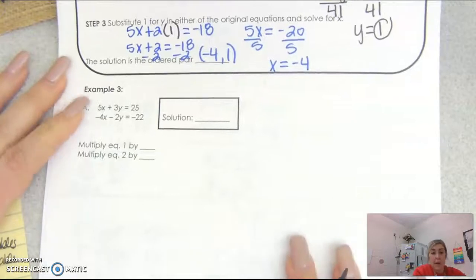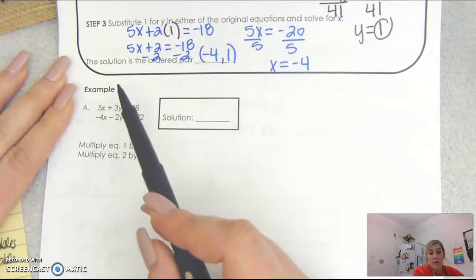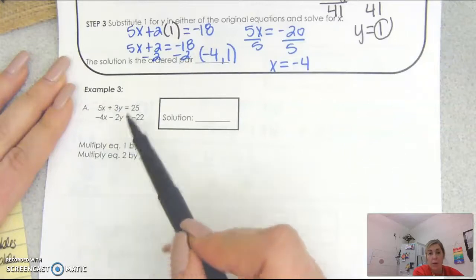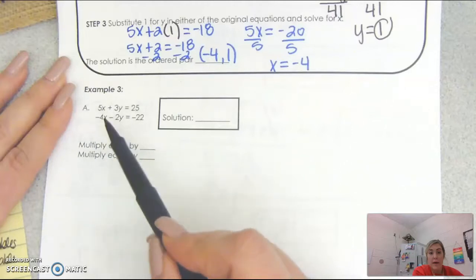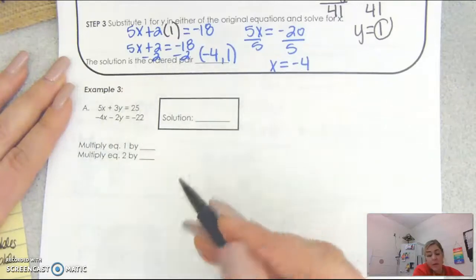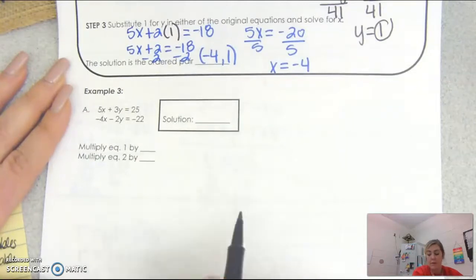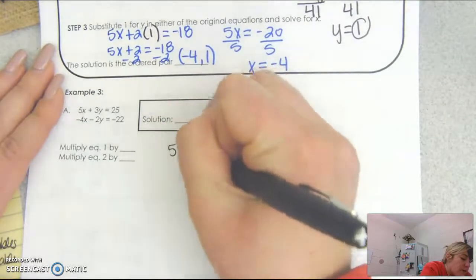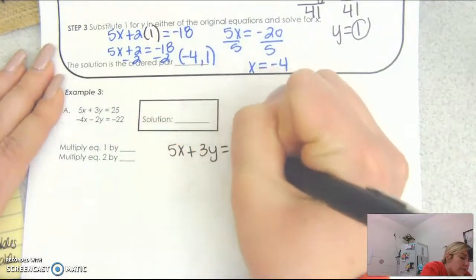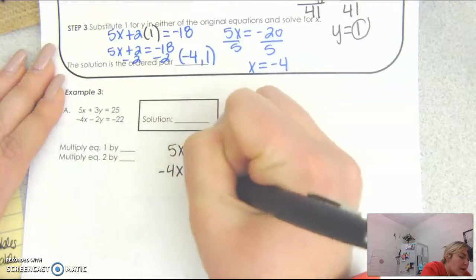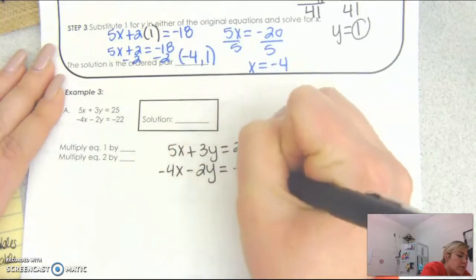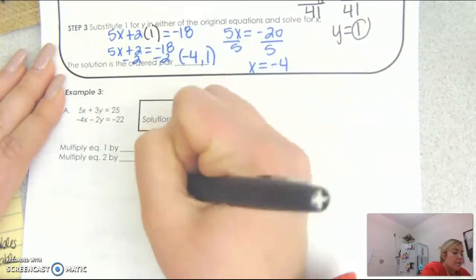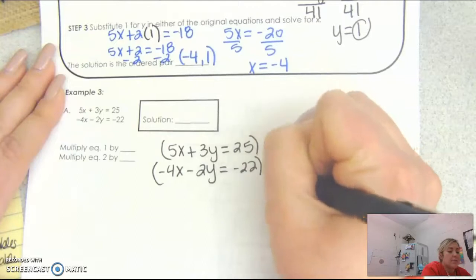All right, so now I'm going to do the same thing. I cannot multiply just one of these equations to get them to eliminate. So I'm going to multiply both. The x's already have a negative, but so do the y's, so really you can pick either one of these variables to eliminate. I'm just going to stick with the x's. So I have 5x plus 3y equals 25. Negative 4x minus 2y equals negative 22. Multiply the entire top equation by 4. Multiply the entire bottom equation by 5.